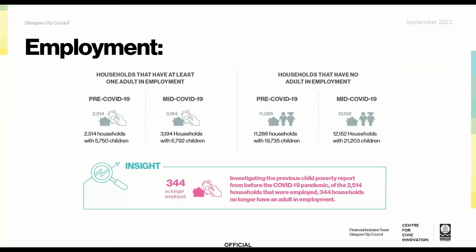And again, as we spoke about earlier, because we were looking at income, we looked at those families that were employed and those families that were unemployed. And we'd seen an increase since the 2020 report for families with at least one adult in employment. However, it also included 344 families that had lost their job in the 12 months since we'd first run the original report. So as you can see, there's about 6,792 children in households where there's at least one adult in employment, and there's 21,203 children where there's no adults in employment in the household.